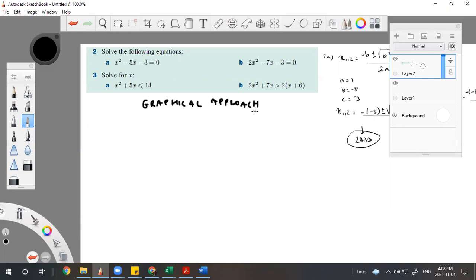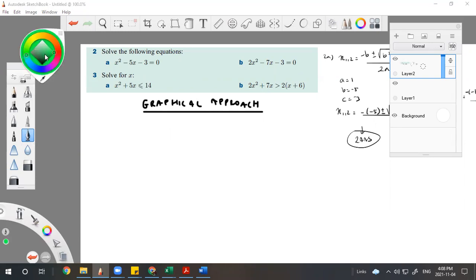Okay, if you do the graphical approach, it will be more relaxing and easier to do. Let's try. For 3a, I put everything to the left side. X squared plus 5x minus 14 less than or equal to 0, right? So after you do this, when you try to draw the graph, what you need to do is try to find the x-intercept. That's the easiest way to do it.